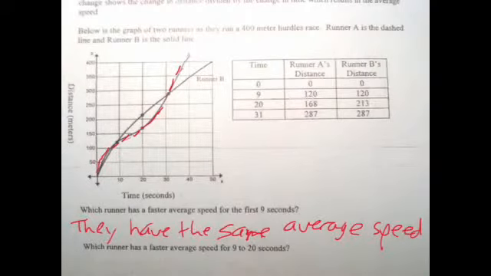Which runner had a faster average speed between 9 and 20 seconds? So at 9 seconds they start at the same point, but after another 11 seconds, when they get to 20, there's a disparity between them. There's runner B and there's runner A. Runner A didn't go up as far, so he had a lower average speed. And so runner B would be our winner here. Runner B would be the one that has a faster average speed there.